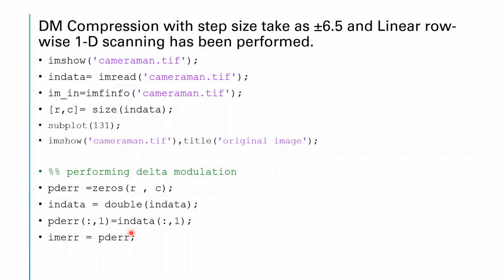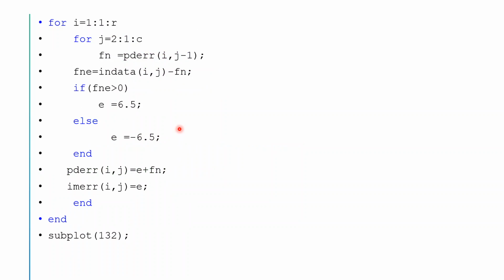Here it is the prediction error. We are assigning the first row of the original data to that prediction error, because we want to do row-wise scanning. IMERR is the part which contains the error which will be transmitted from the source. Here we start the row-wise scanning, with this for the row and this for the column, and we take the first value from the first row from the reconstructed value, and then we determine the error by subtracting it from the incoming data value.